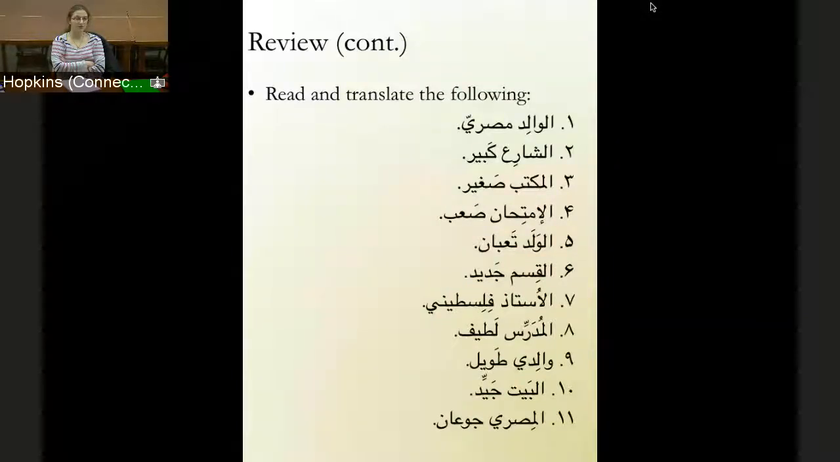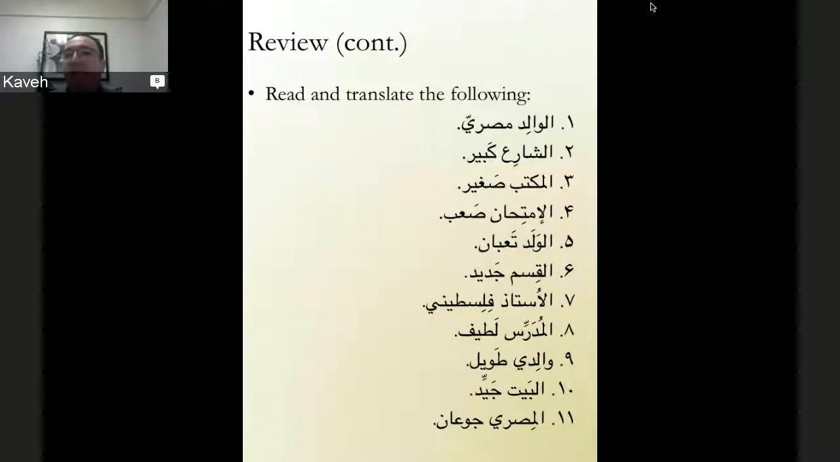Excellent. Did everyone get that? They all follow the same pattern. They have the same music, right? So Kabir, Saghir, and Jadid, right? So basically, what are we looking at here? We're looking at the first root letter, followed by a short a, followed by the second root letter, followed by a long ya, the e, and followed by the third root letter. Are we happy with that? They're the same pattern.